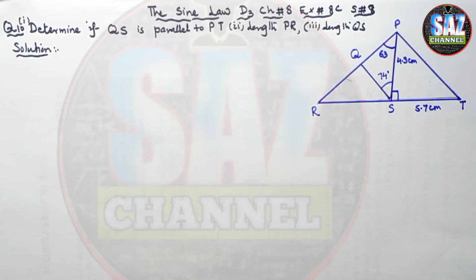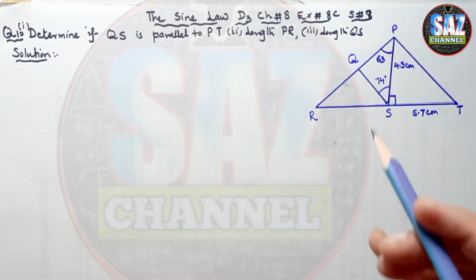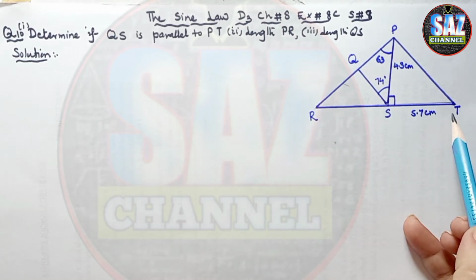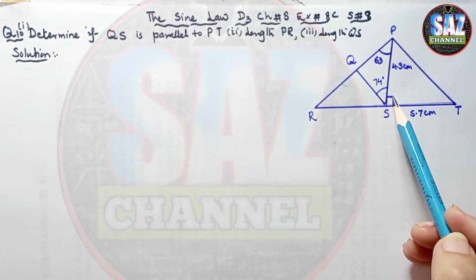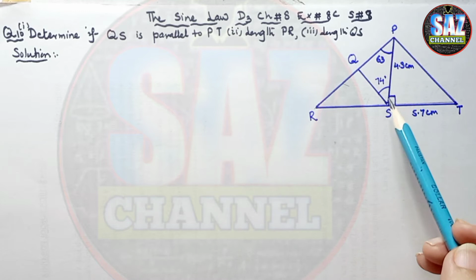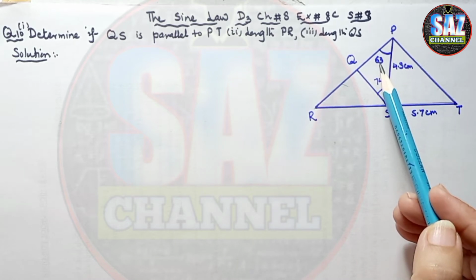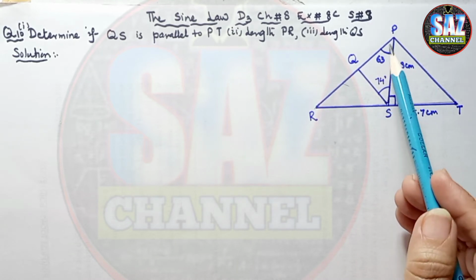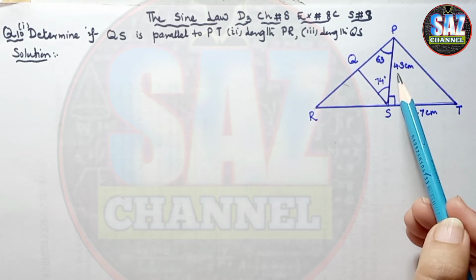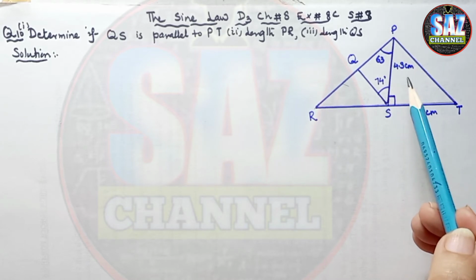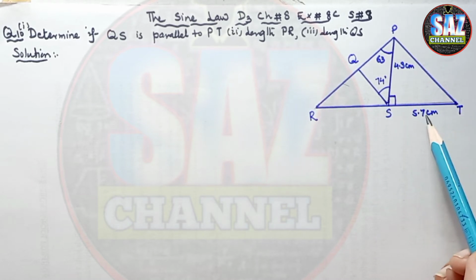Let me move to question number 10 and let me read the question from the book. As the questions are long, so I've written the question in short form. Question 10 says, in the figure RST is a straight line and PST angle is 90 degrees and angle SPR is 63 degrees and PSQ is 74 degrees and P to S length is 4.3 centimeter and ST is 5.7 centimeter.